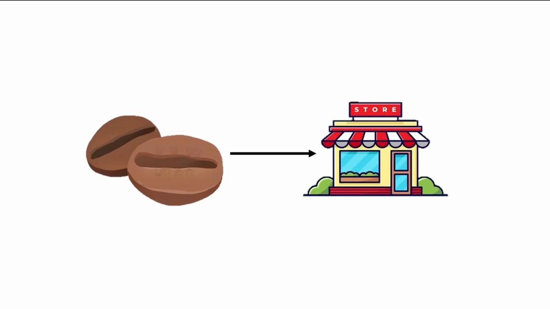To better understand how a blockchain works, let's use an example of a supply chain. Let's assume we have a store and we want to track how coffee beans are delivered to our store.